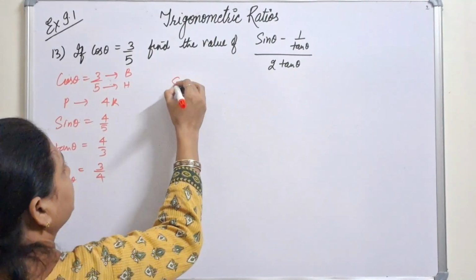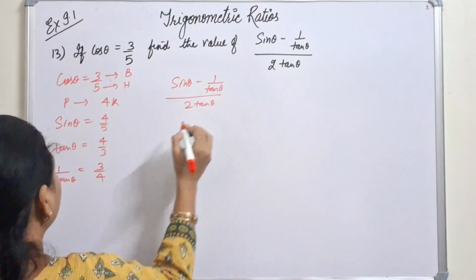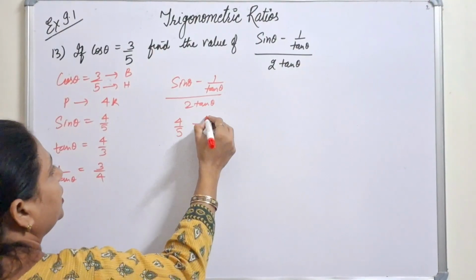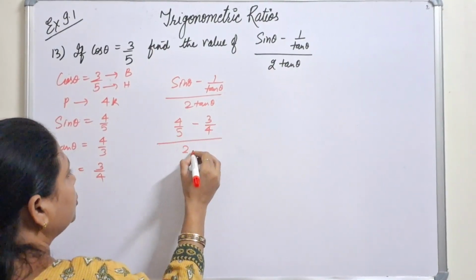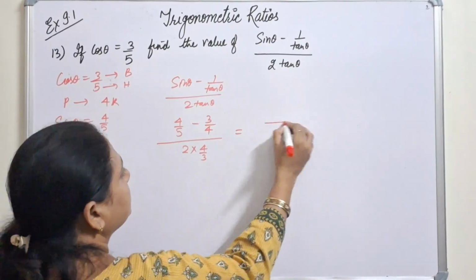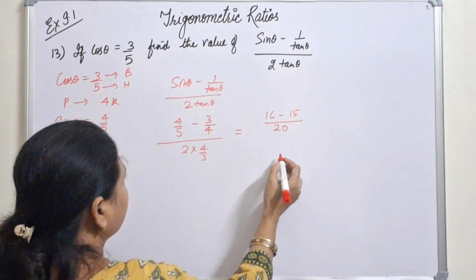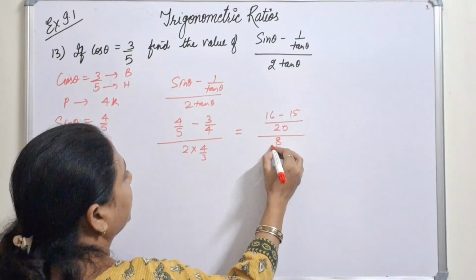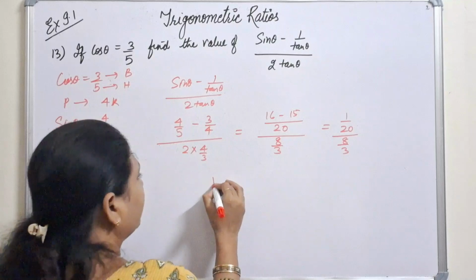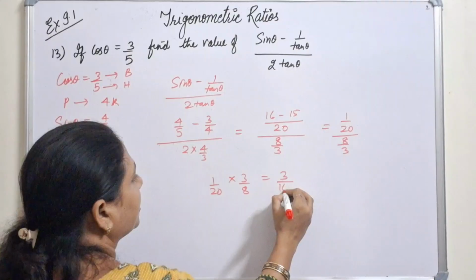So directly we will substitute the value. Sin theta is 4 upon 5 minus 1 upon tan theta is 3 upon 4, whole upon 2 into 4 upon 3. So we will solve this. This LCM will be 20. 16 minus 15 upon 20 and here it will be 8 upon 3. So this is 1 upon 20 upon 8 upon 3, 1 upon 20 multiplied by 3 upon 8. So this is 3 upon 160.